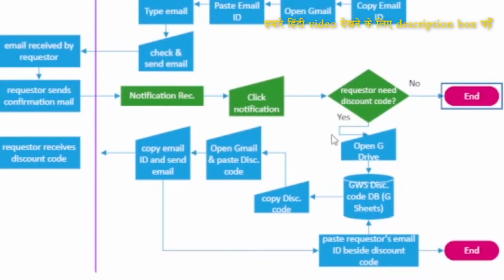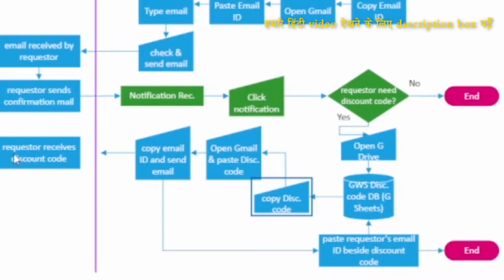If it is related to a discount code, then I open Google Drive again. From there the Google Worksheet database is opened. Then I copy the discount code from there, where I saved all the discount codes. Then I open Gmail and paste the discount code over there. Then I copy the email ID and send the email. Now the email is sent, and that email will be received by the requester along with the discount code.